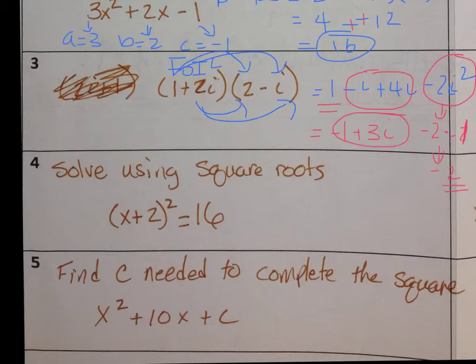So we're doing FOIL, but we have to simplify, and the key simplify step, the one that we don't see come up in other areas of FOIL, is that i squared is actually negative 1. I squared is negative 1.